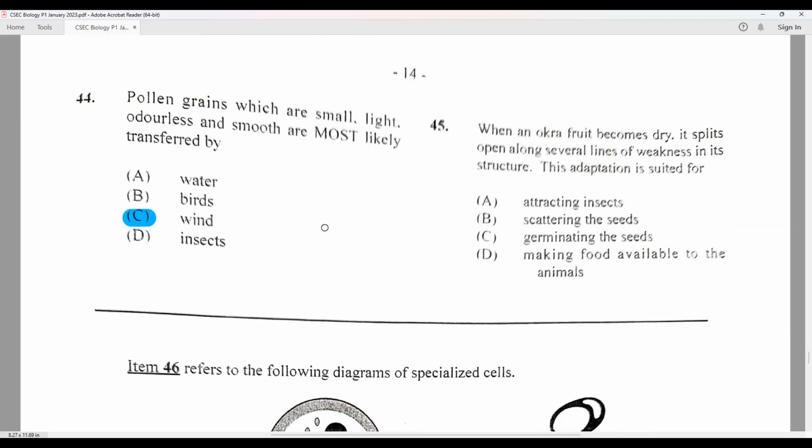Question 45. When an okra fruit becomes dry, it splits open along several lines of weakness in its structure. This adaptation is suited for scattering the seeds. Remember, we have some dryness taking place. So all the meaty part, the fruity part, would have faded. And now as the lines become weak, it bursts open and spreads the seed. So it's responsible for scattering the seeds.